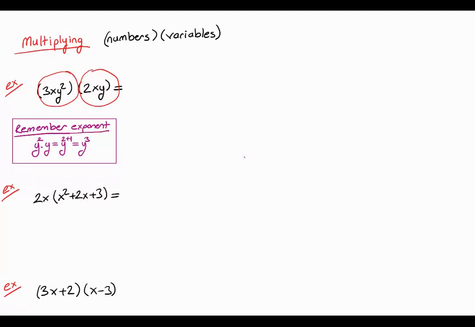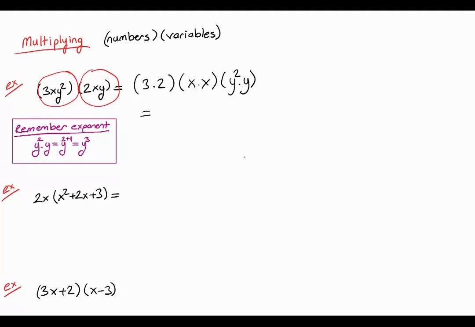So 3 times 2 in one parenthesis, x and x in another parenthesis, and y squared and y in another parenthesis. When you do this, let me remind you of the exponent properties. In purple, y squared and y, when you multiply them, you add the exponents 2 plus 1, so you get y to the 3. This is from the exponent properties.